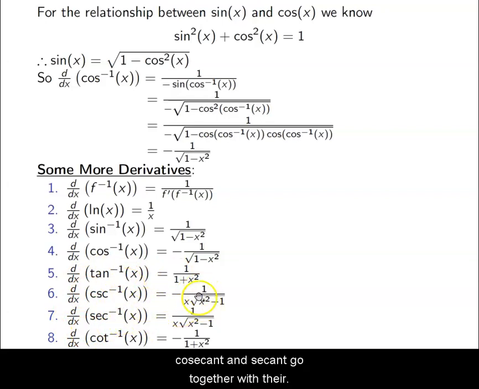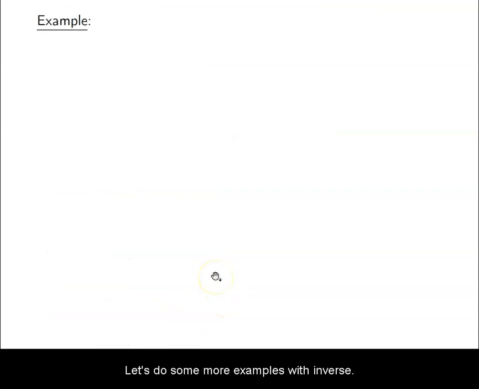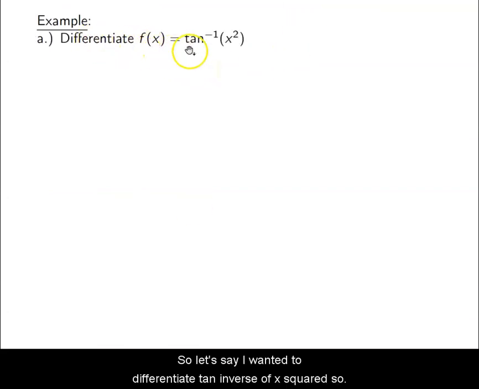Cosecant and secant go together, but they're opposite signs. Okay. So let's do some more examples with inverse functions. So let's say I wanted to differentiate tan inverse of x squared.